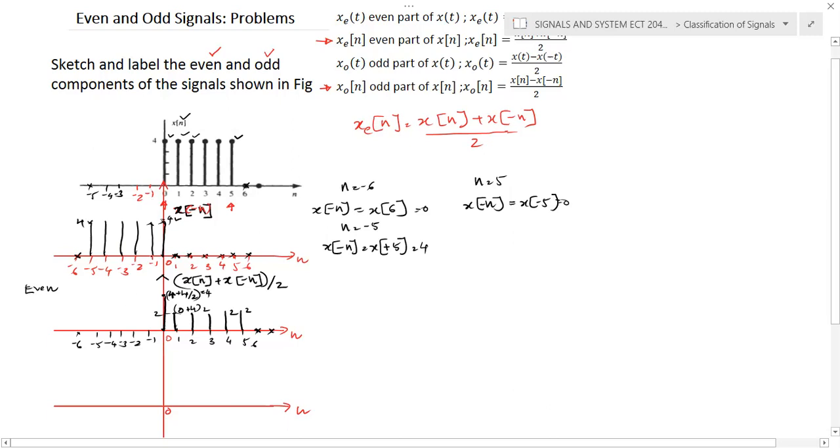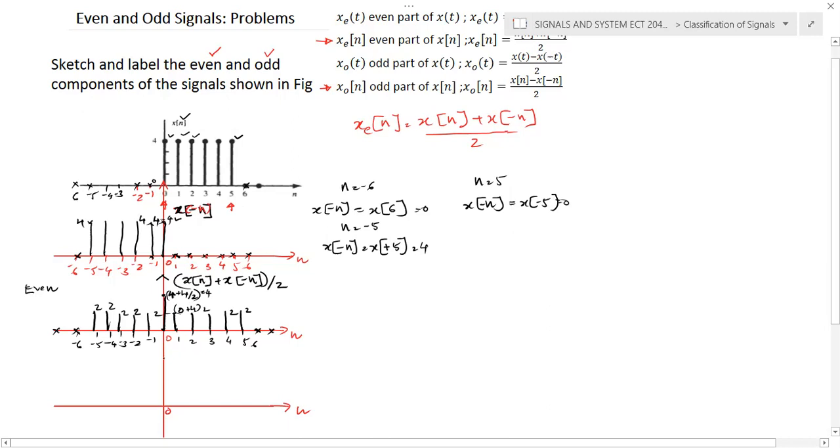So now we can verify. We need to find the value at n is equal to -1. At n is equal to -1, x of n is 4, and for the signal x of minus n, here it is 0. So 0 plus 4 by 2, so you will get again 2 here. At -2 it's 4, here it is 0, so again you will get 2. At 3, 4 and 5, again you will get 2. From 6 onwards it's 0 plus 0, so we'll get 0. So this is your even signal.